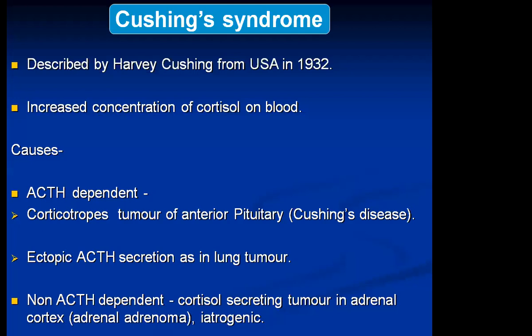Also, iatrogenic. Iatrogenic means if you give something from outside for treatment purposes. If you give cortisol from outside and it is given in large doses, it can also lead secondarily to Cushing syndrome if this dosage is continued for long periods of time.